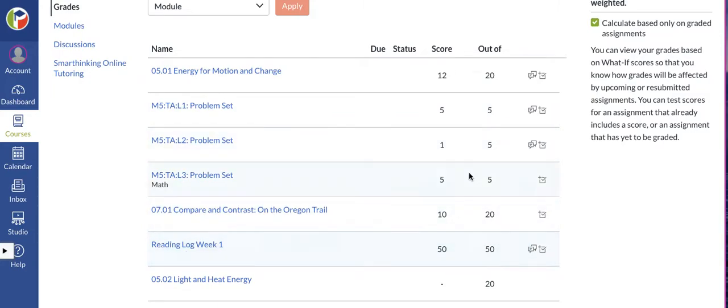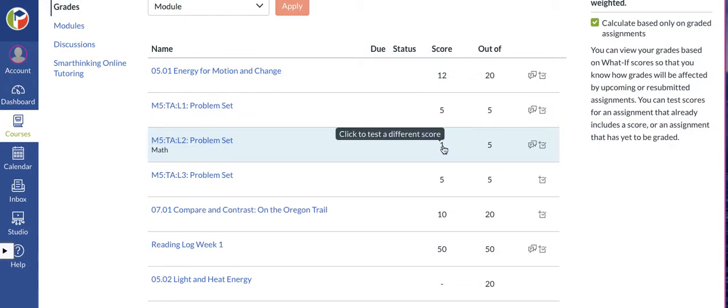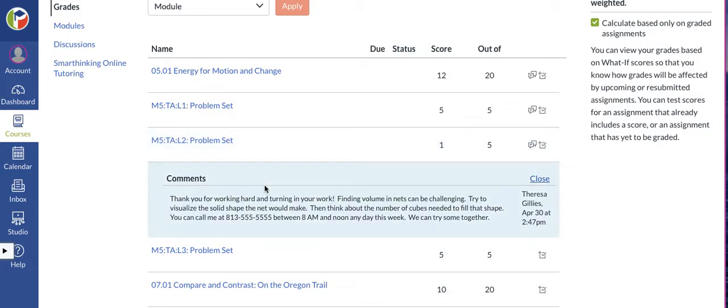So when I look at this, I can see on my problem set lesson 1, I got 5 out of 5, so I got all the points. But look, at lesson 2, I only got 1 out of the 5 points. So in my head, I'm wondering, why did I only get 1 point? If I click on this, it tells me what the teacher said right here.